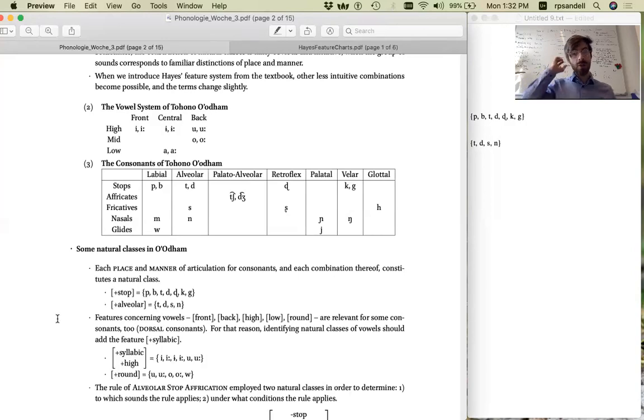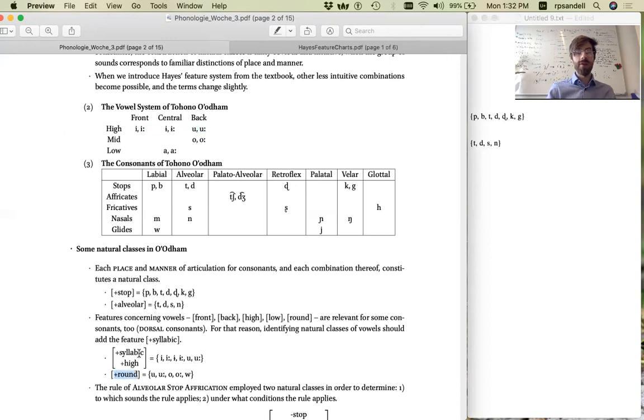So for that reason, when we identify natural classes of vowels, we will always want to add the feature plus syllabic, and we'll assume that vowels all bear the feature plus syllabic, meaning that a syllable nucleus is built around that vowel preferentially. So for instance, if we look at all vowels, all plus syllabic segments in O'odham that have the feature high, then we have a group of 6 vowels here in pairs of long and short vowels, I, and U.